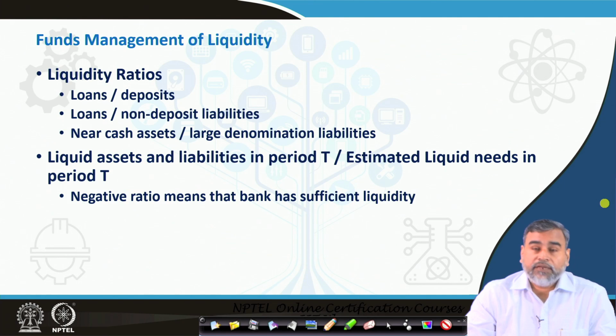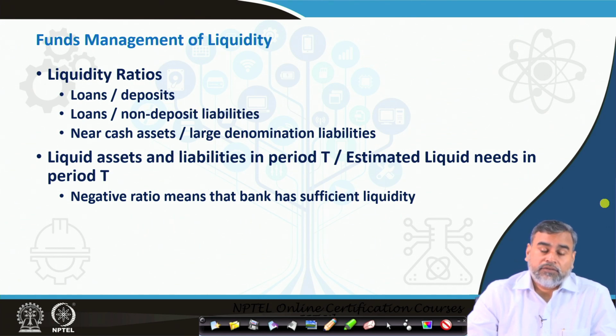So, if the ratio is negative, it means we do not need liquidity, there is already a high liquidity. So, the negative ratio means that the bank has sufficient liquidity. Mostly, either the estimated liquidity needs is negative, or the liquid assets are negative and the needs are positive, then again it is negative. So, in either of these cases we can say that the bank has sufficient liquidity, and further liquidity is not required.